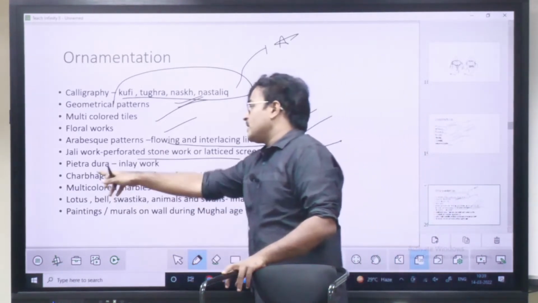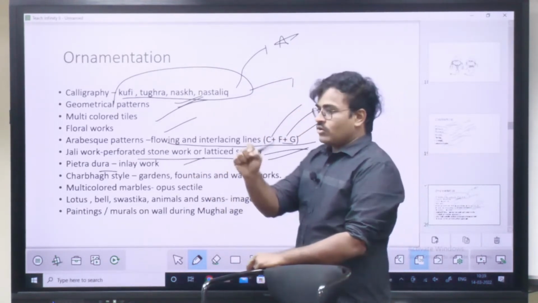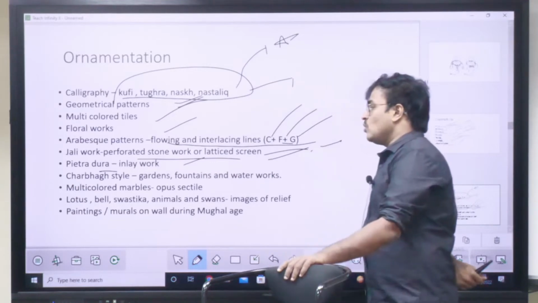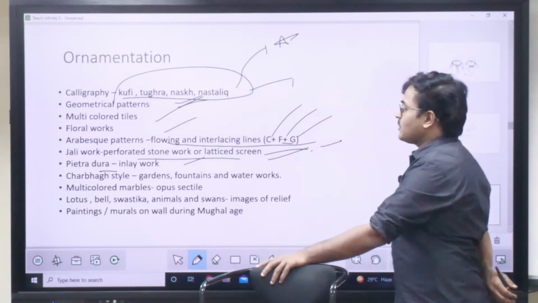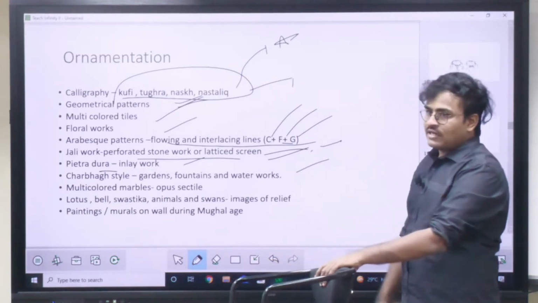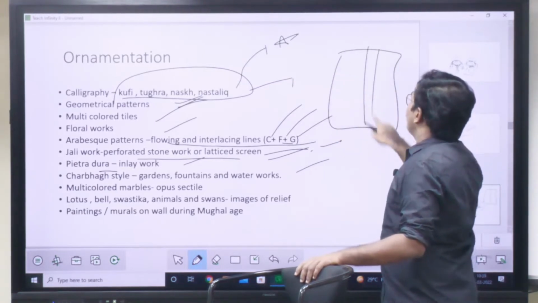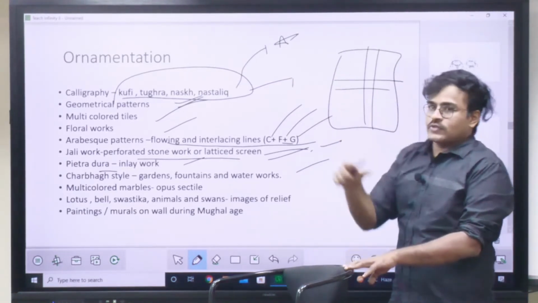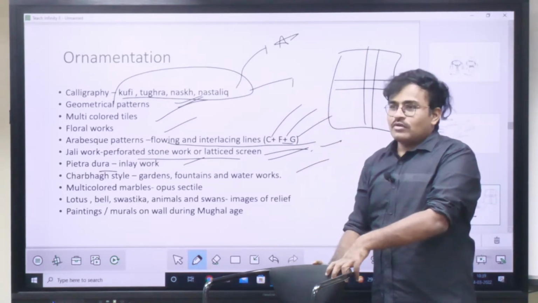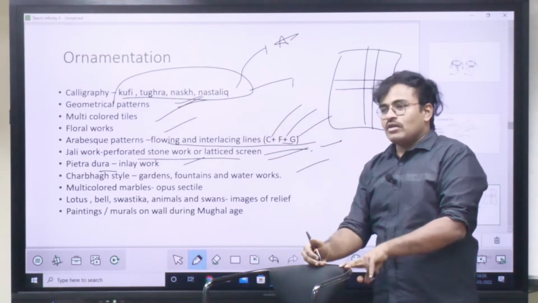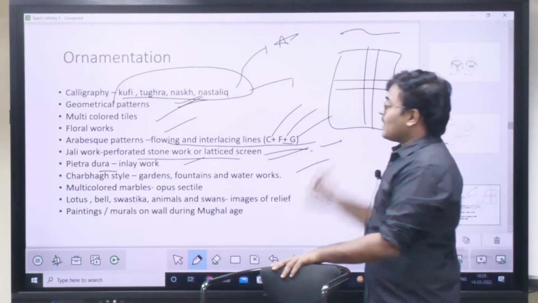Then one more is pietra dura. Inlay work they have done. I talked about this: precious stone inlay work. You write precious stone there. Then they used to construct their buildings in the charbagh style. Charbagh style means usually the garden is divided into 4 parts through running water courses. Because in the Islamic world, the idea of paradise is usually this way. Paradise is a big garden in the Islamic world, and they wanted to replicate the same paradise on earth. So they used this charbagh construction style.